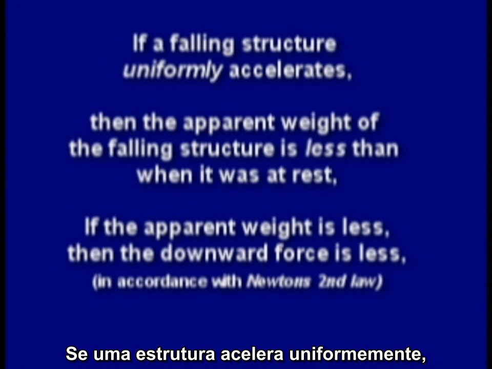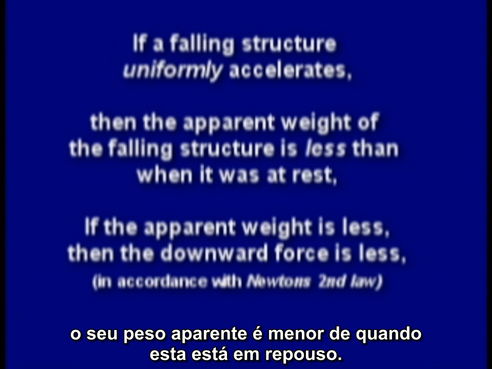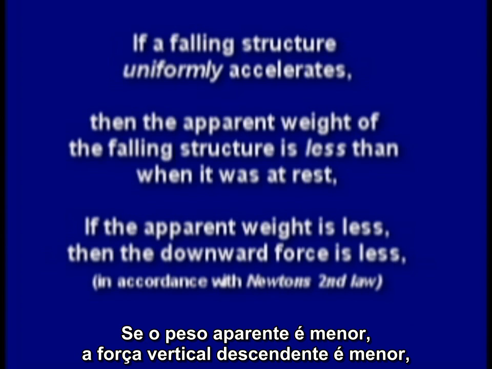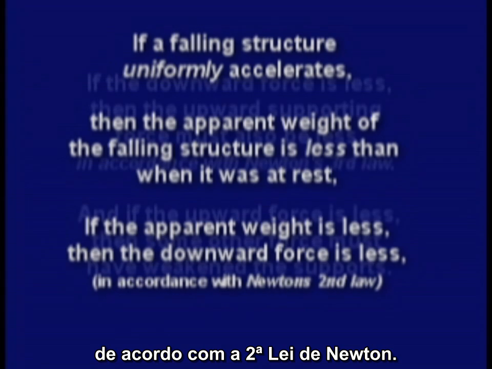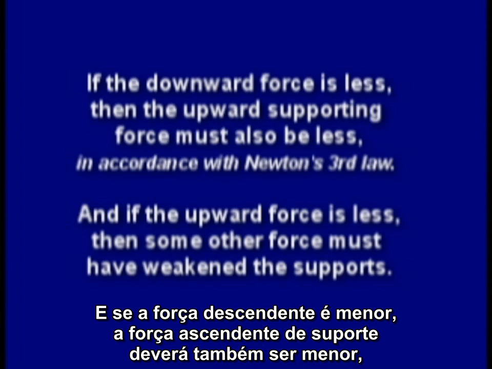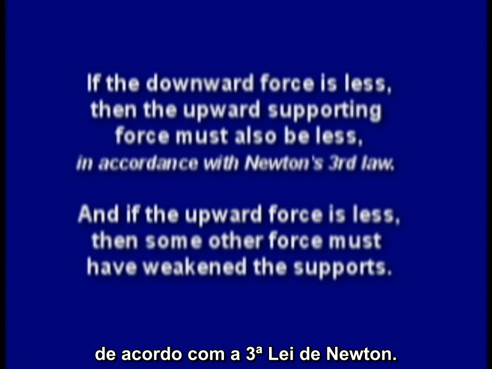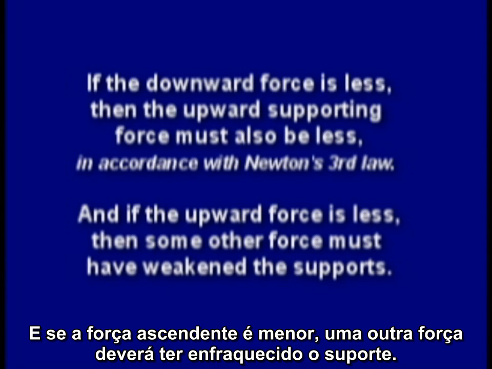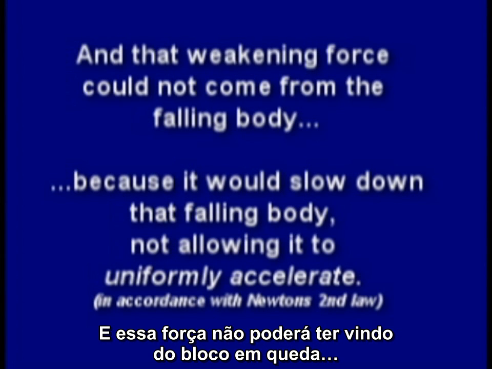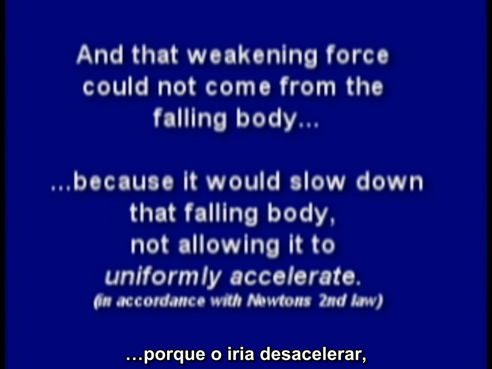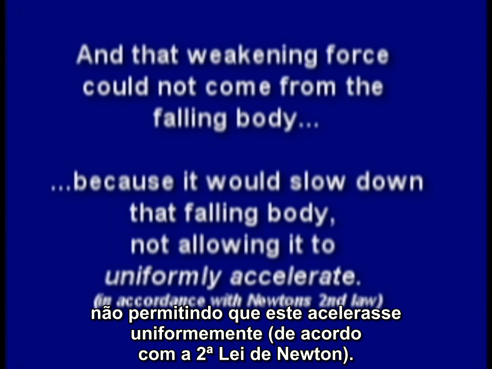If a falling structure uniformly accelerates, then the apparent weight of the falling structure is less than when it was at rest. If the apparent weight is less, then the downward force is less, in accordance with Newton's second law. And if the downward force is less, then the upward supporting force must also be less, in accordance with Newton's third law. And if the upward force is less, then some other force must have weakened the supports. And that weakening force could not come from the falling body, because it would slow down that falling body, not allowing it to uniformly accelerate.